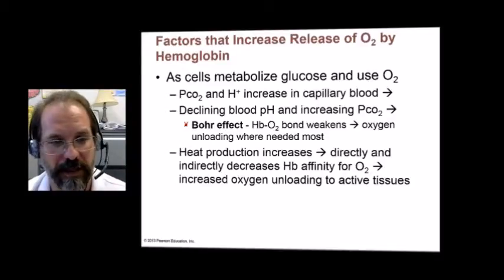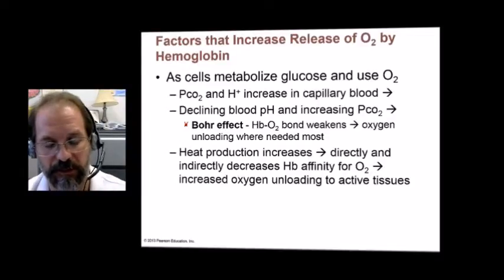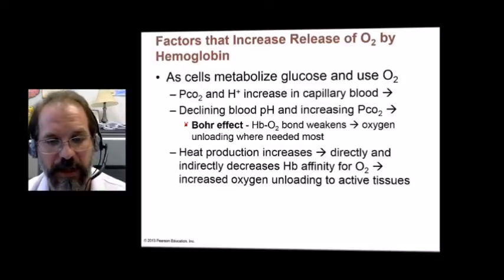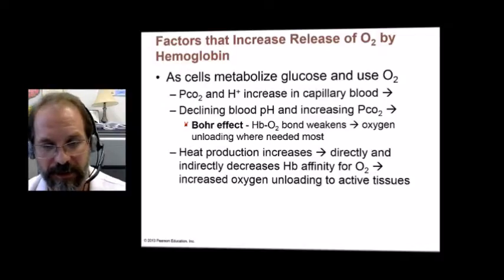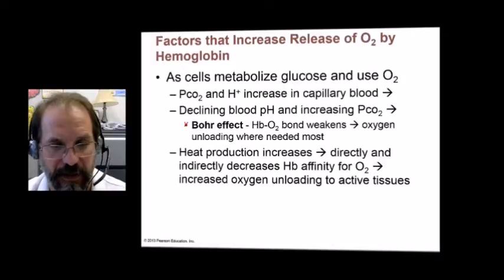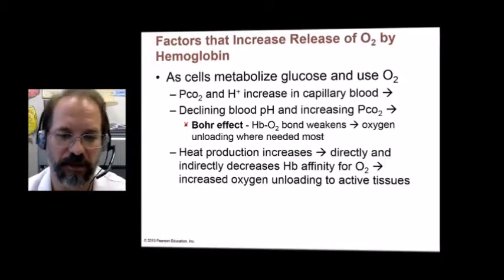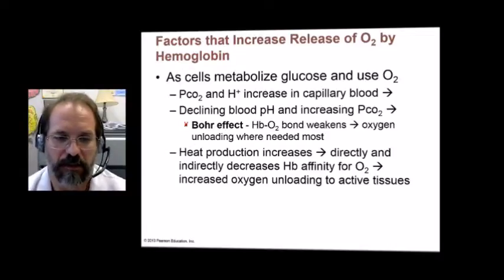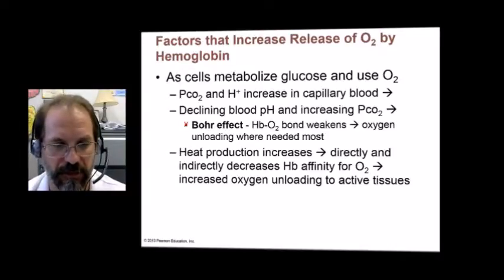So the Bohr effect says that, hey, look, as PCO2 levels go up, the result of increased CO2, and as pH goes down, the result of increased hydrogen ion, the hemoglobin to oxygen bond weakens, and so we unload more oxygen. That's exactly what we want to do. And so this actually is a shift of the curve that we see to the right. That's what the Bohr effect is showing us. That's the rightward shift of the curve.